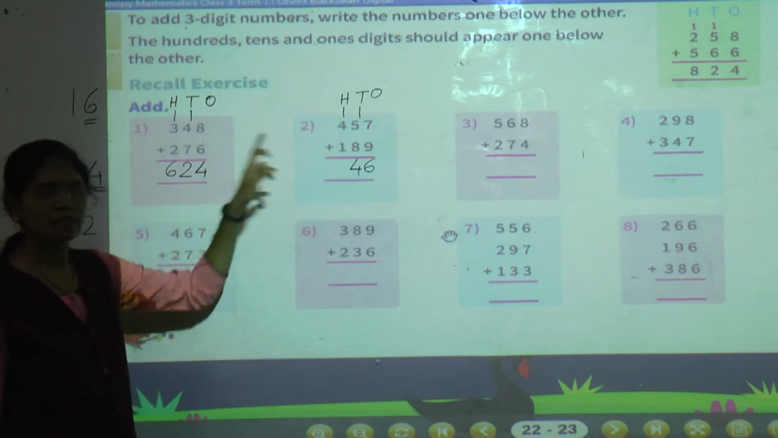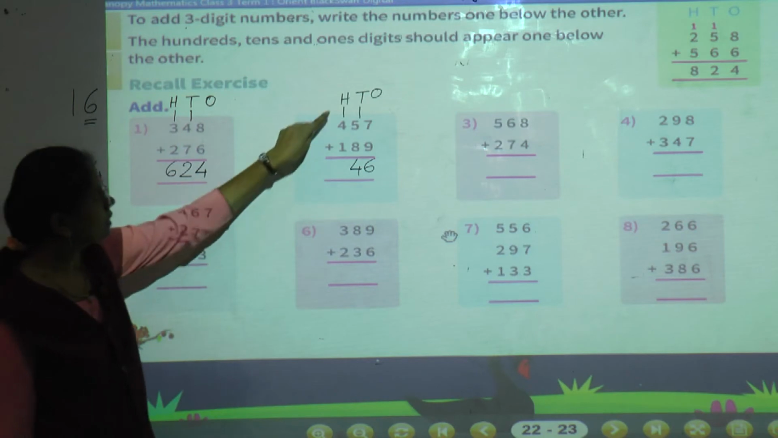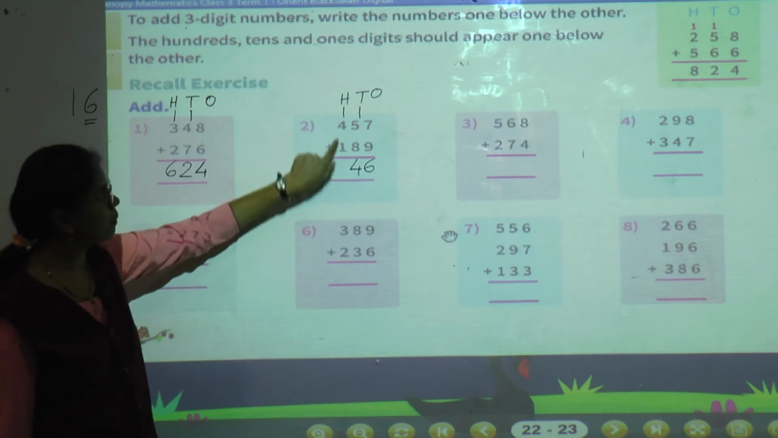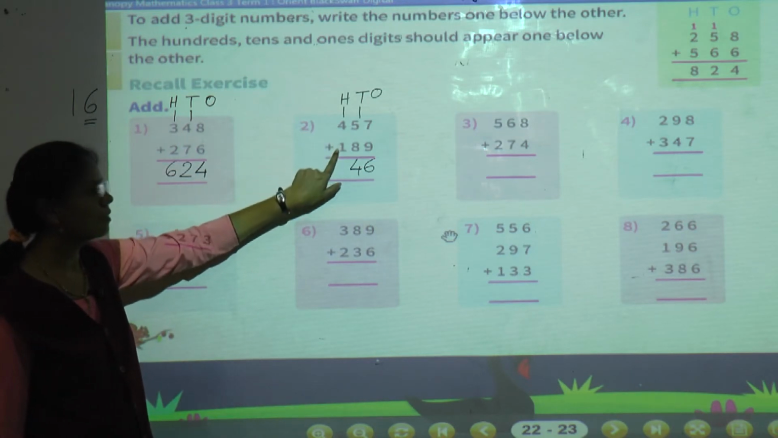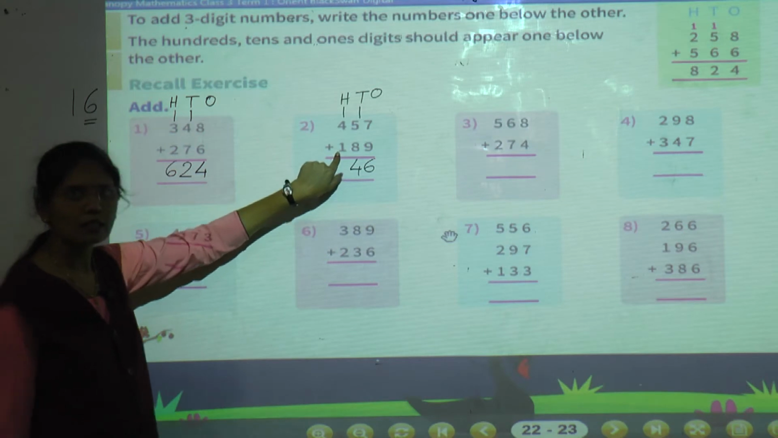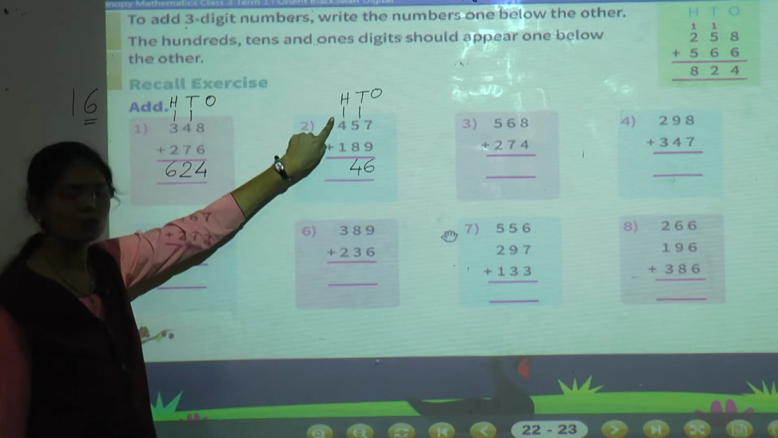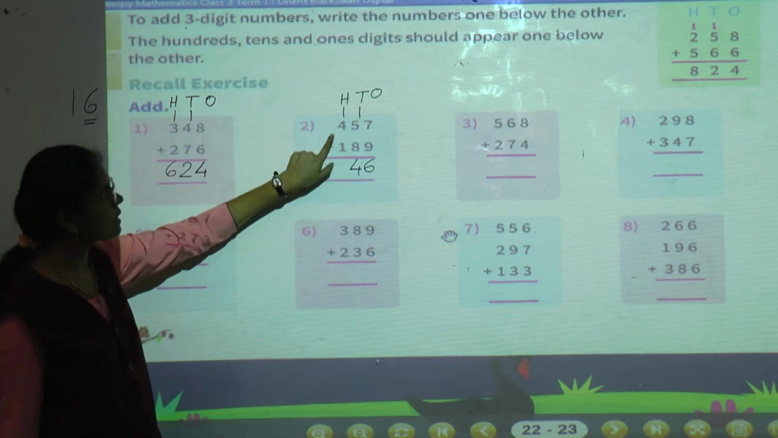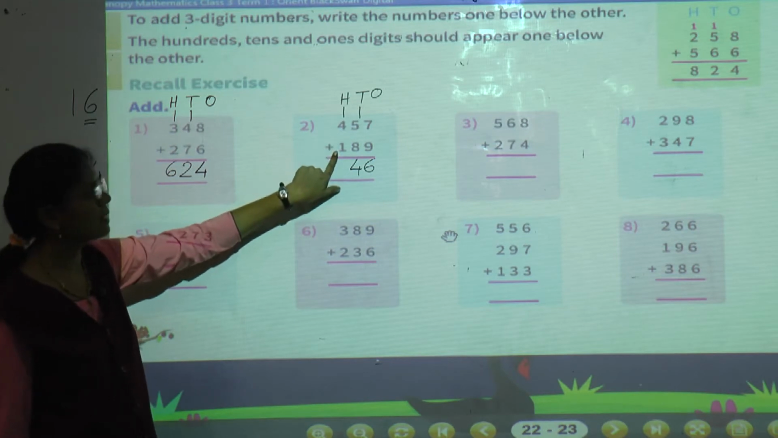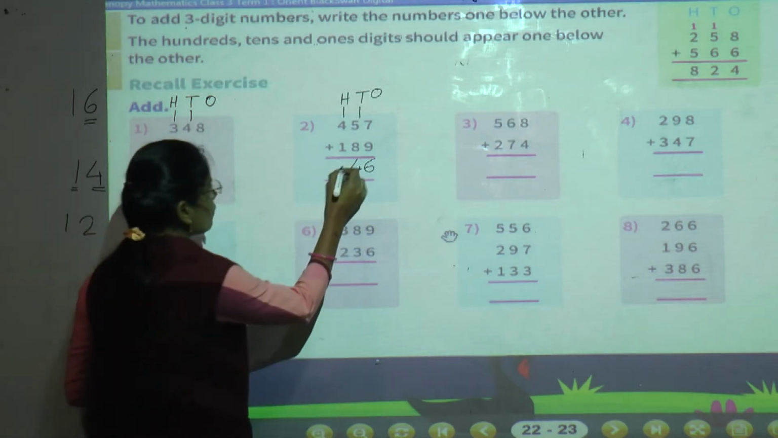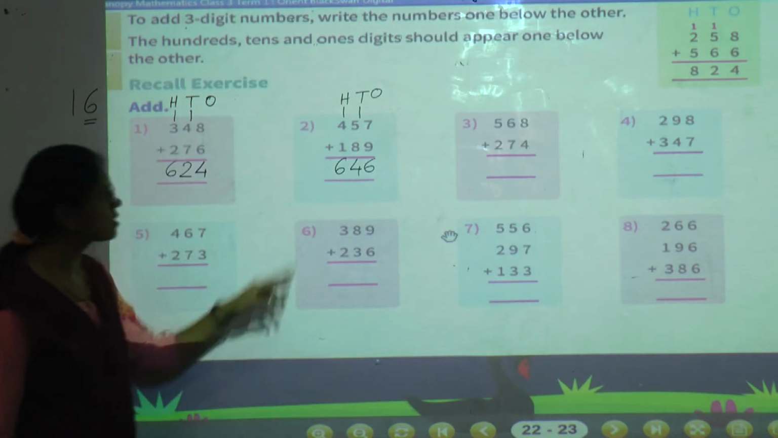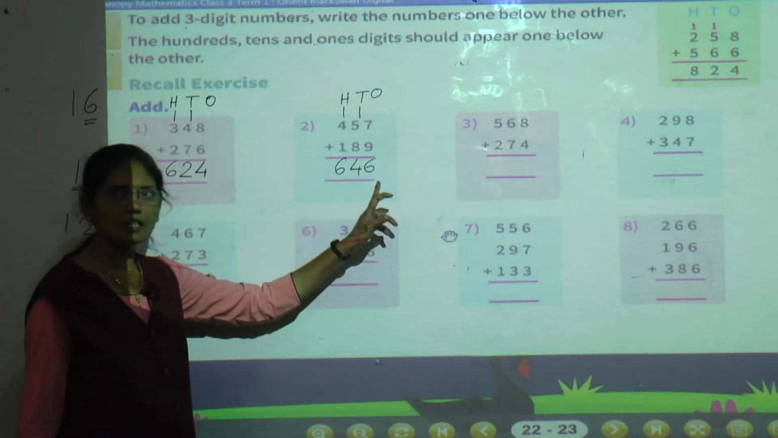Now see the hundreds place digit. Here at the hundreds place again 3 numbers are there: 1, 4, 1. This is also a very easy addition. You can do this addition orally. 1 plus 4, 5 and 5 plus 1, 6. So what is the answer? The answer is 646.